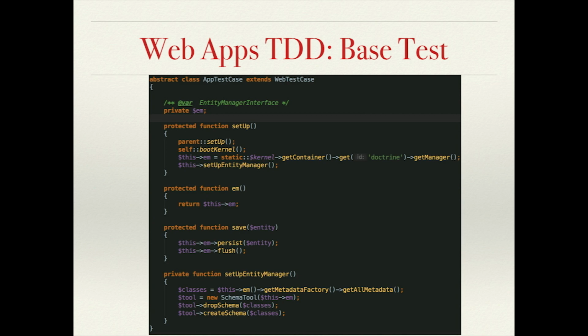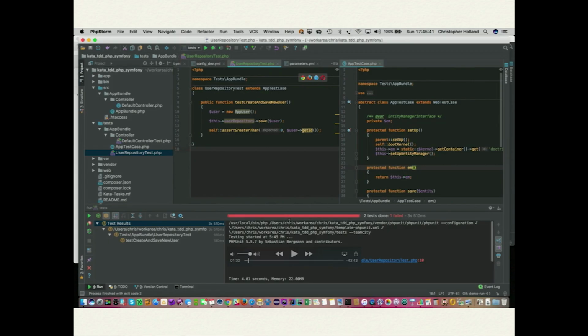The nice thing now is that in my repositories, I can actually test drive my repositories with, let's say, DQL strings to retrieve data. And I'm actually testing this functionality for real in memory. So it makes things a lot faster.